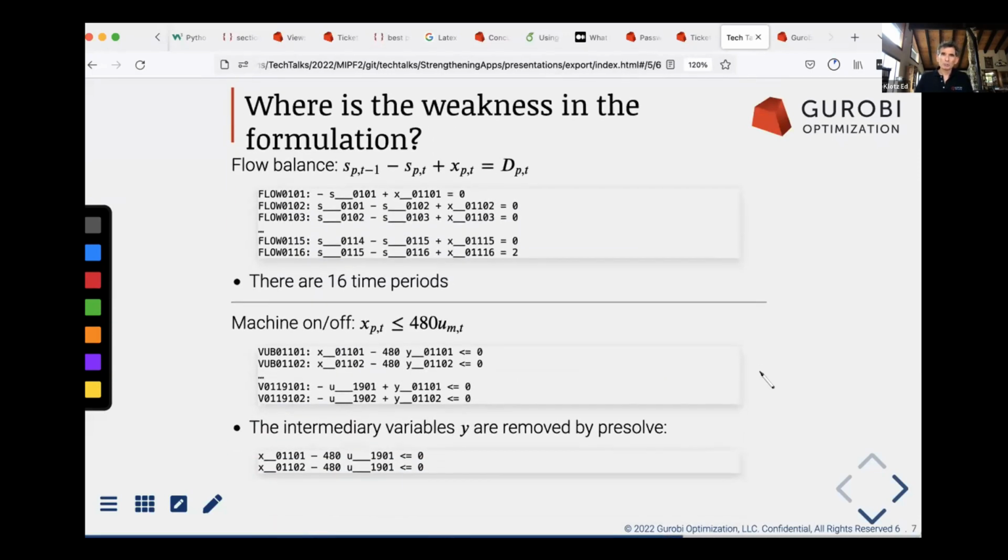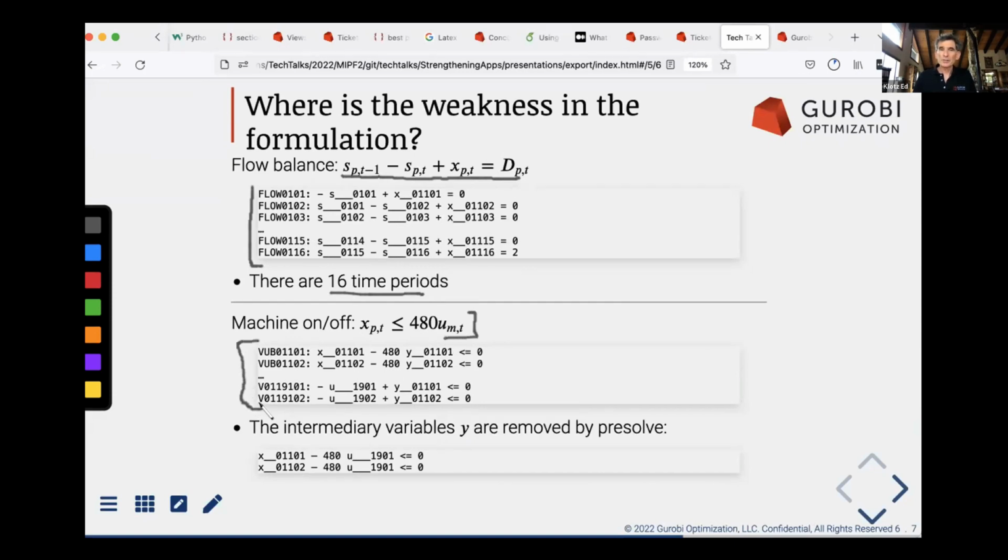All right, so drawing on what we learned from the previous tech talk, the key here is to figure out where the weakness lies in the formulation. So the model has 16 time periods. And again, we have this fundamental flow balance constraint. I'm showing a snippet of the LP file of the model for a single product, number 1, and the 16 time periods that illustrates the flow balance. And then we have our machine on-off constraints.